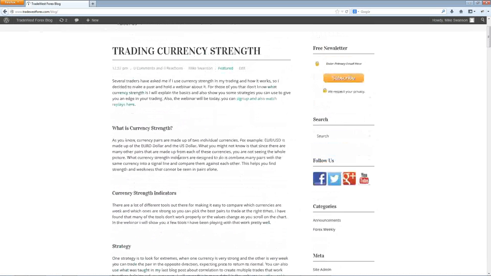So, if we have the euro dollar, of course, it's made up of the euro currency and the U.S. dollar. So what we're going to be looking at is how you can analyze those currencies individually and then plot them against each other so that you can find strength and weakness between the two currencies. See, if you're looking at just the euro dollar by itself, let me bring up some charts here really quick. If you're looking at the euro dollar by itself, you're not seeing the big picture. You're not seeing that there are 10 to 20 or so, depending on your broker, many other pairs that have euro in it or that have dollar in it.